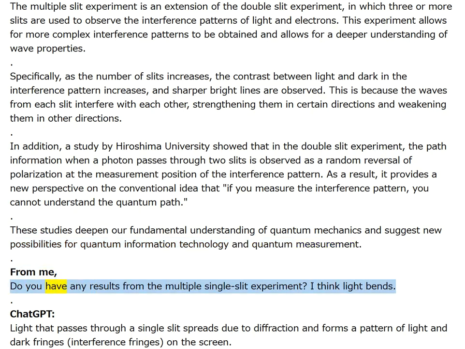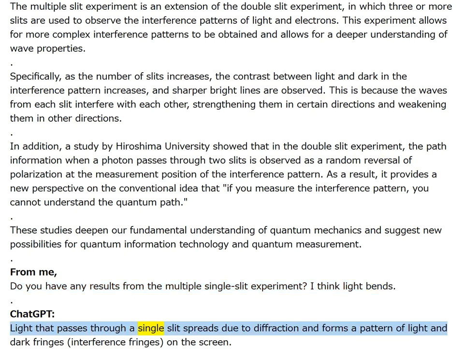From me: do you have any results from the single-slit experiment? I think light bends. ChatGPT: Light that passes through a single slit spreads due to diffraction and forms a pattern of light and dark fringes, interference fringes, on the screen.